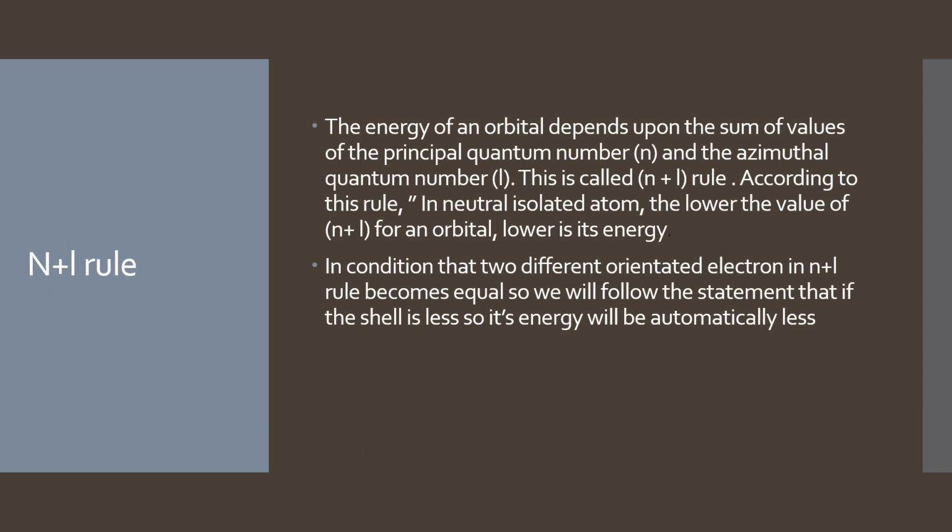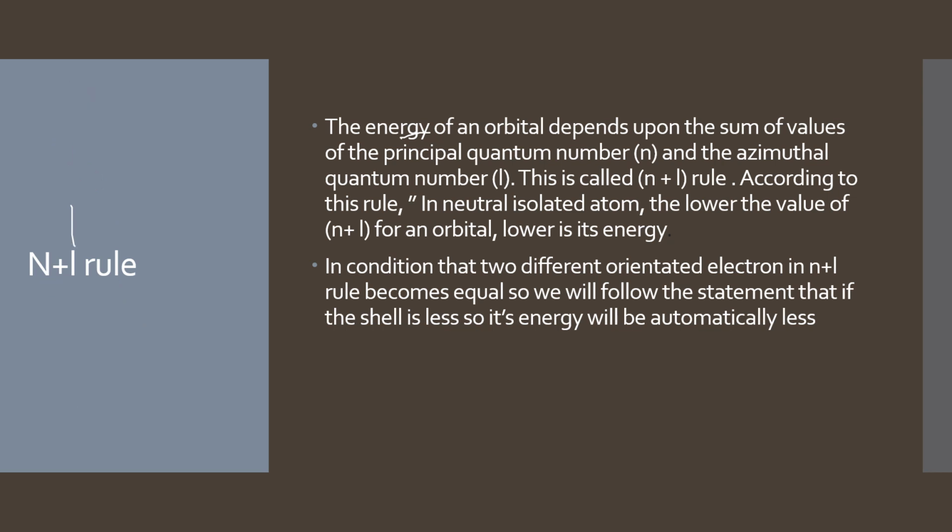Viewers, in the n plus l rule, we discuss the energy. Here n is the principal quantum number and l is the azimuthal quantum number. The principal quantum number n refers to the shells, which start from 1, K, L, M, N, O and so on. And l starts from 0, and that 0 is for s, and then it continues 1, 2, 3 for s, p, d, f and so on. Let's discuss it with a proper definition.